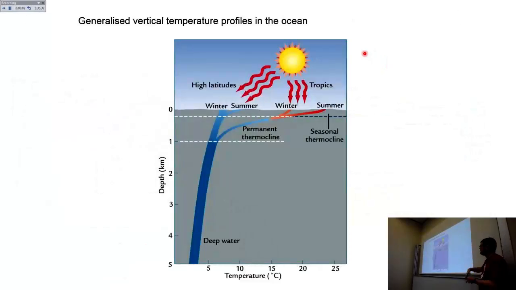If you look at a profile down through the ocean, from the surface down to the very bottom, and plot a graph of temperature, you can see that the temperature of the surface ocean is much warmer than the bottom of the ocean, which means that we have this layer of buoyant water that isolates the deep ocean from the atmosphere.